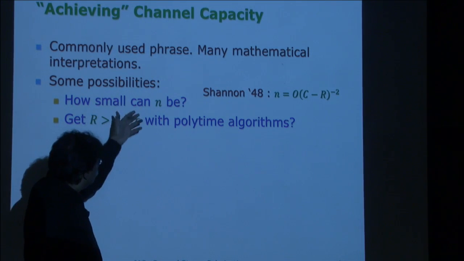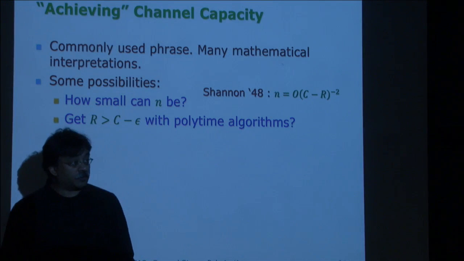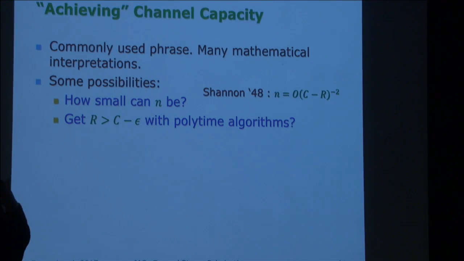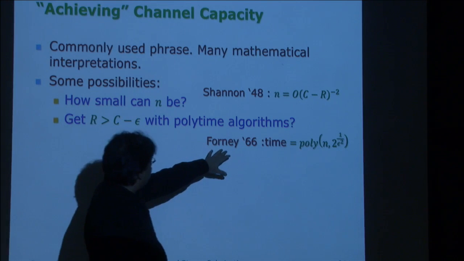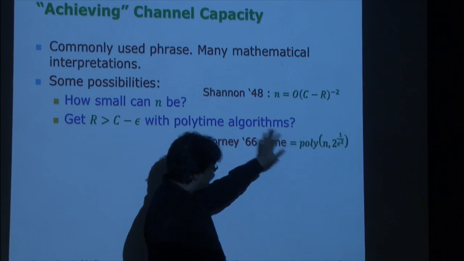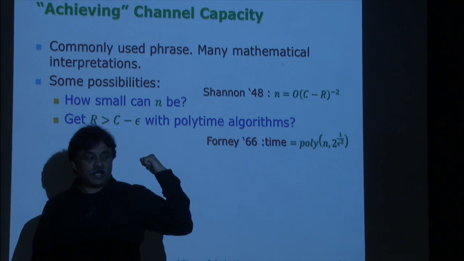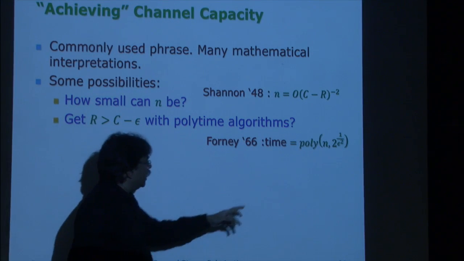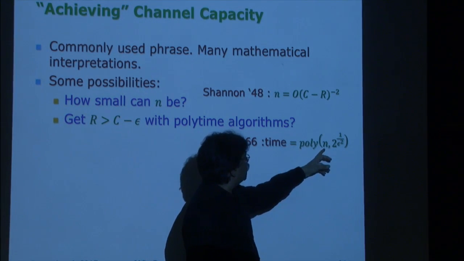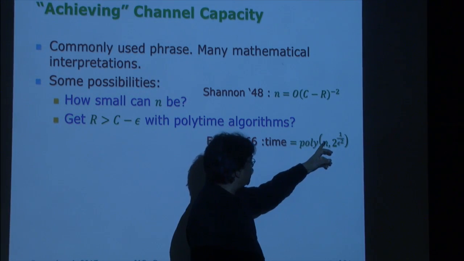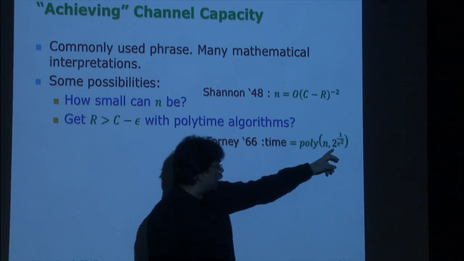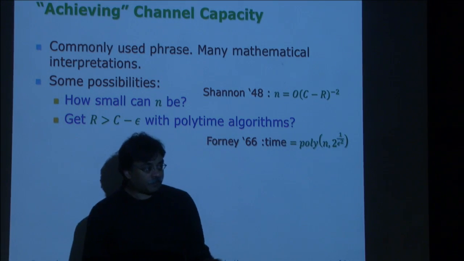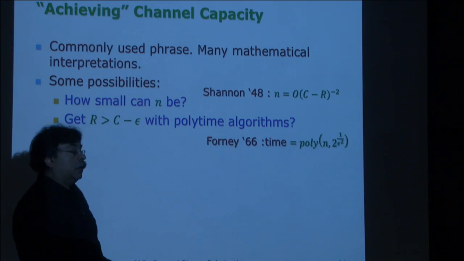Algorithmic achievement would say, well, we want to do all this with efficient algorithms. Okay? So algorithms that are scaling nicely in the parameters of interest. Now, what are the parameters of interest? So if you've seen this work of Forney from 1966, it was actually principally motivated by this application. What he showed was that you can actually get an algorithm whose running time scales something like a polynomial in the length of the encoding, but it's also exponential in this gap to capacity. Okay? This is what? Encoding time?